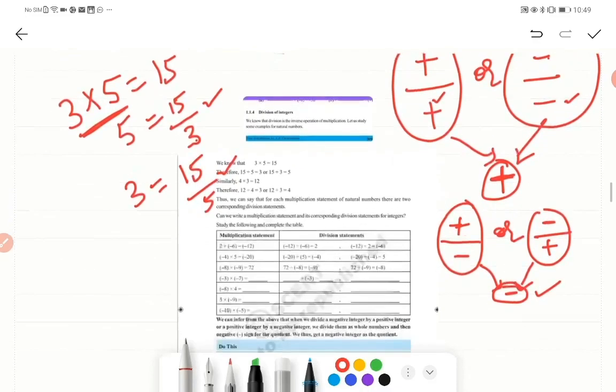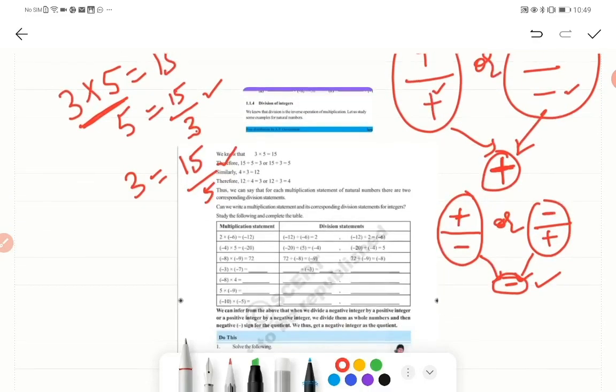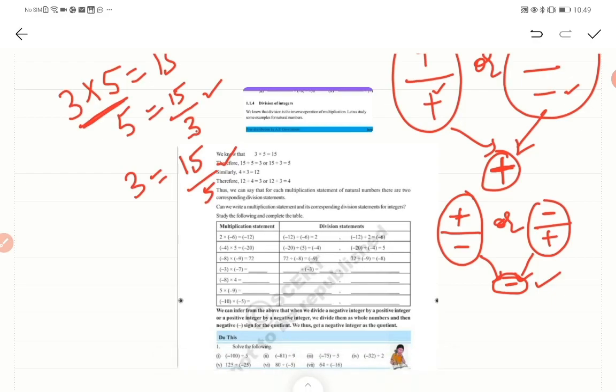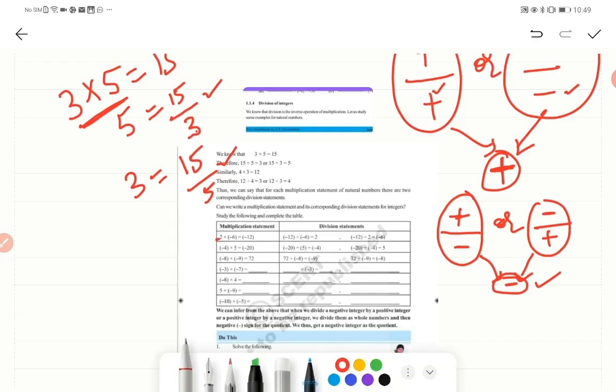Let's see some examples for integer division. We have here one multiplication example first: 2 cross minus 6. 2 multiplied by minus 6 is equal to how much? 6 twos are 12, and since it is plus 2 and minus 6, your output will be minus 12, right?